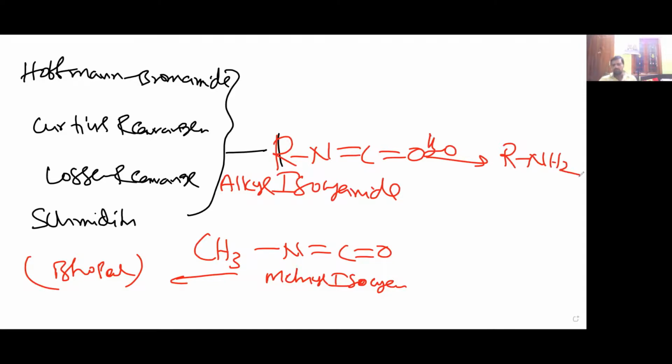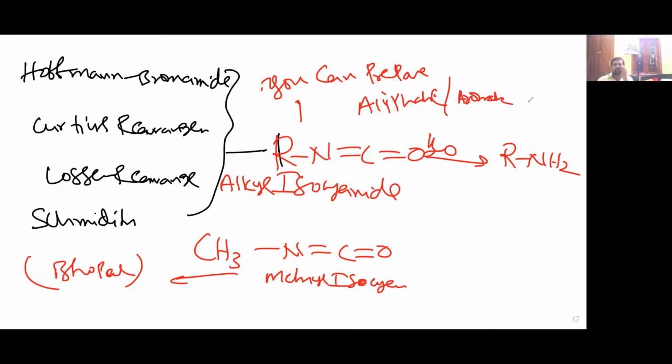By using these four methods, you can prepare both aliphatic and aromatic amines. Is this clear?